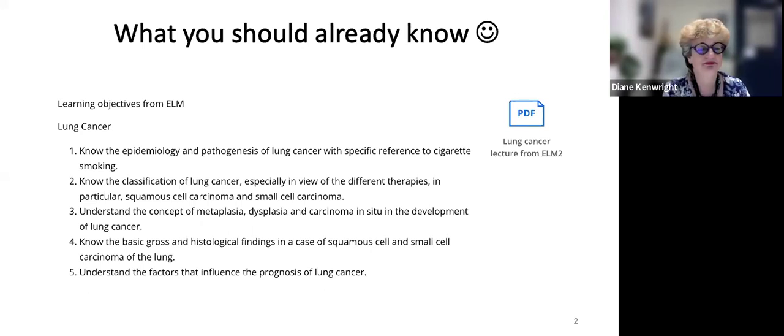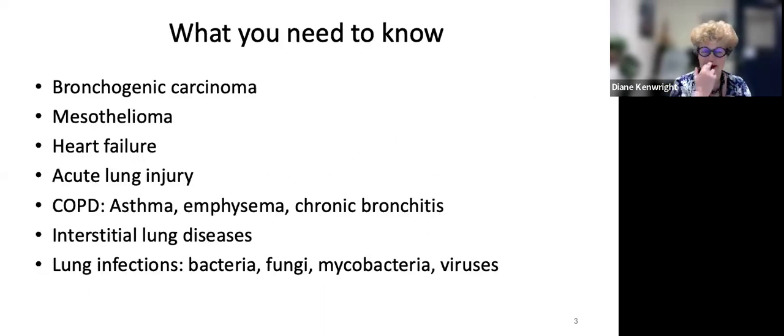Okay, what do we need to know? These are the lung things overall that you need to go and learn. They're in the curriculum map. Again, I'm going to remind you, this is the absolute baseline of what you need to know. You will need more than this to be a really effective doctor, but this is the minimum of things that you should know.